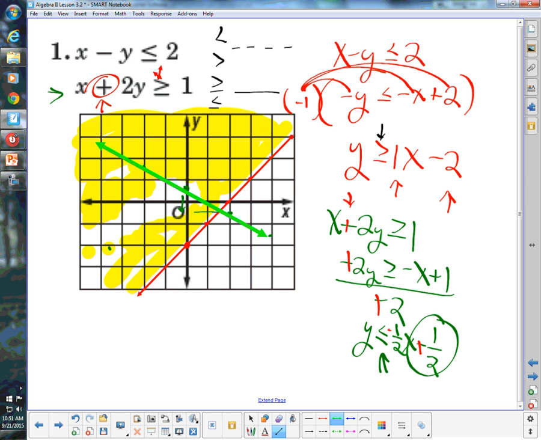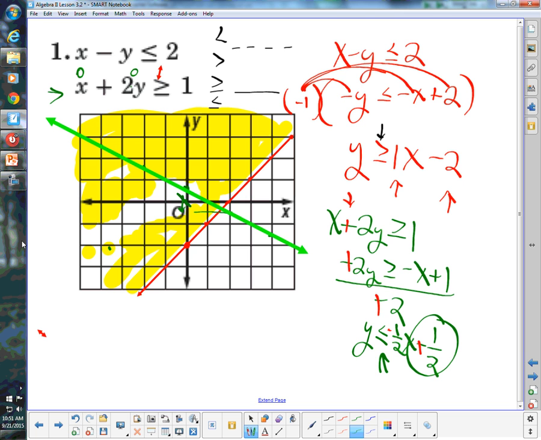And once again, since this one does not go through the origin, I can try the origin in. Remember, the coordinates for the origin are 0, 0. So when I put a 0 in for x, let me clear this equation out of the way. Place a 0 for x, and 2 times 0 is 0, and 0 plus 0 is greater than or equal to 1. That's a false statement. So the origin right here is not included in the graph.